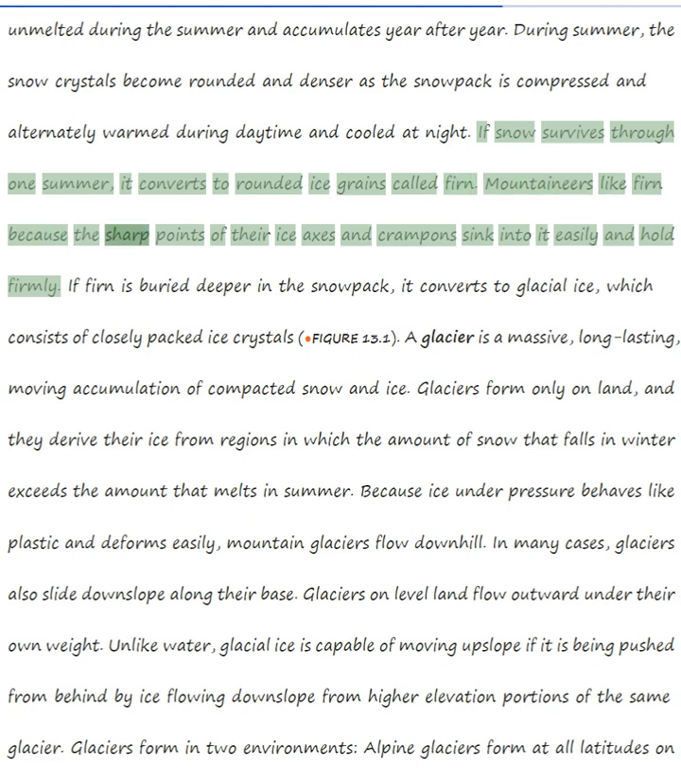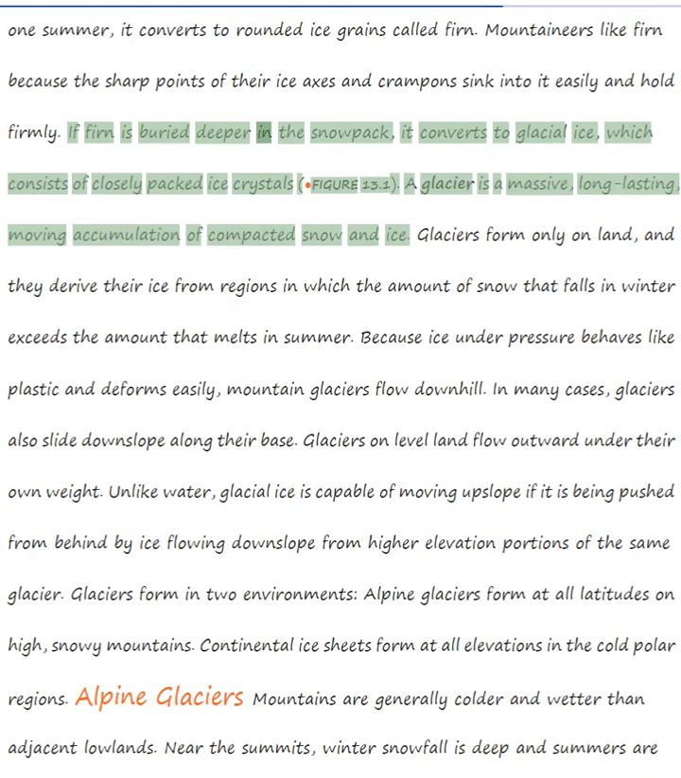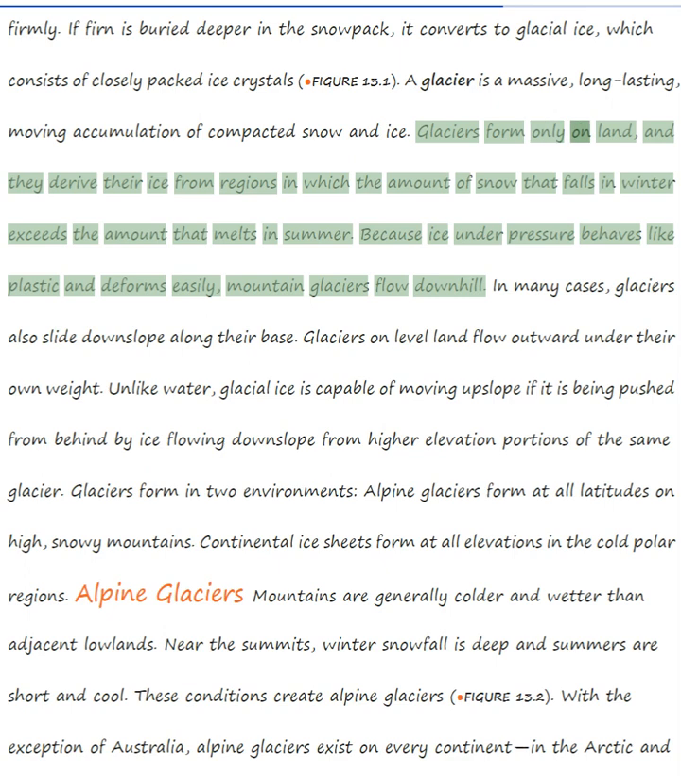Mountaineers like firn because the sharp points of their ice axes and crampons sink into it easily and hold firmly. If firn is buried deeper in the snowpack, it converts to glacial ice, which consists of closely packed ice crystals. A glacier is a massive, long-lasting, moving accumulation of compacted snow and ice. Glaciers form only on land, and they derive their ice from regions in which the amount of snow that falls in winter exceeds the amount that melts in summer.